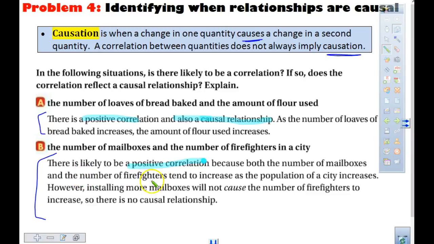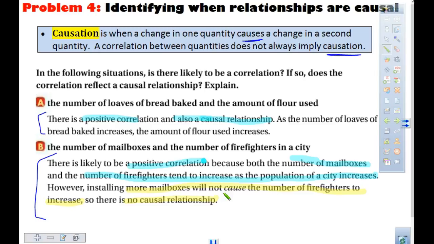Positive correlation, and the reason is that the number of firefighters tend to increase as our population increases. So our mailboxes are increasing because we got more people, and usually if we have more people, we need to add more firefighters. But here is the key thing. Installing more mailboxes does not cause the number of firefighters to increase. There is a correlation. It does not cause us to get more firefighters.